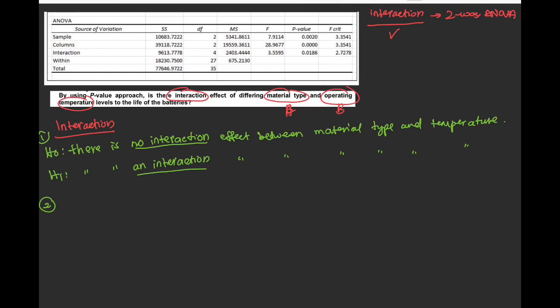What is step number 2? Step number 2 is the p-value. If you look here, we have 3 p-values. So which p-value do we want to take first? Look at the p-value for interaction first. So the p-value for interaction is equal to 0.0186. Step number 3, compare. Our alpha is 0.05.